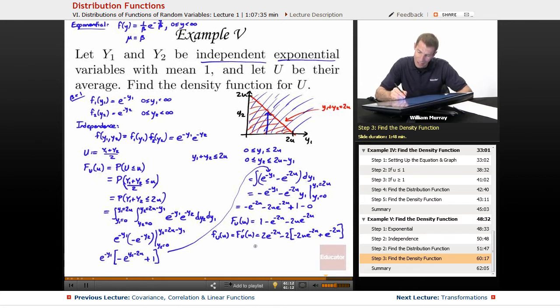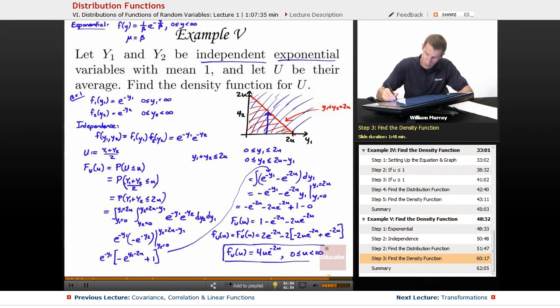I see that I've got 4u e to the negative 2u, and I've got 2e to the negative 2u minus 2e to the negative 2u. So those cancel, and that's my whole density function, just 4u e to the negative 2u. And let me put a range on u. Well, y1 and y2 are both going from 0 to infinity, which means their average will also go from 0 to infinity. So I have found a density function, just 4u e to the negative 2u. And let me box that up and present that as my solution.